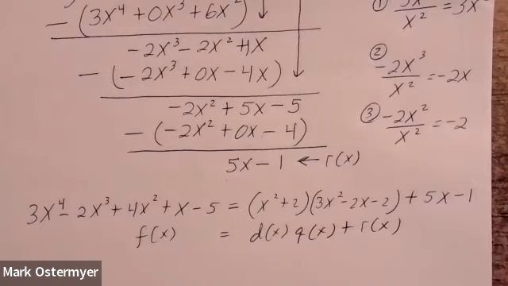Notice we had to put in a placeholder for our divisor. So make sure that both divisor and dividend are written in descending order, and make sure you're not missing any powers of the variable. If you are, you have to put placeholders in.